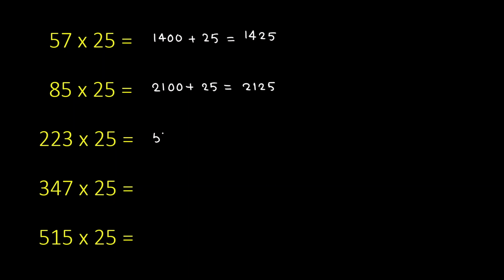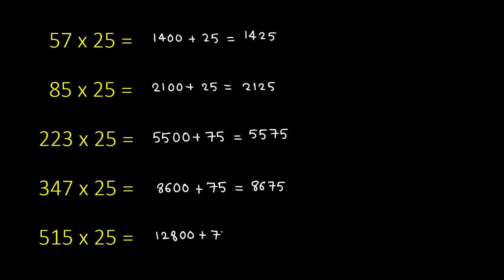515 when divided by 4, the quotient is 128. So 128 hundreds plus the remainder is 3. So 3 25s are 75. So the answer is 12875. Generally we tend to call this number 12,875, but in this method we are getting 75 separately and 128 hundreds separately. So try to practice calling this number as 12875. There is no mistake in calling this number like that.